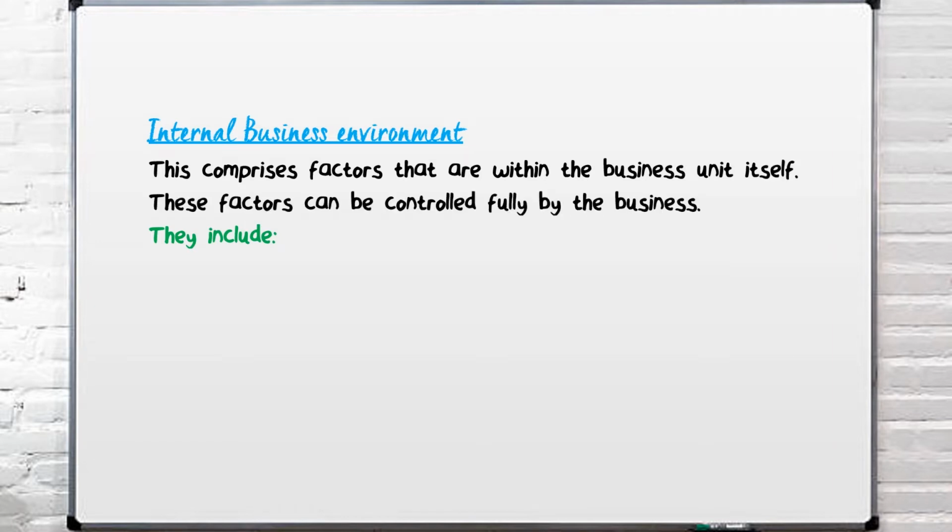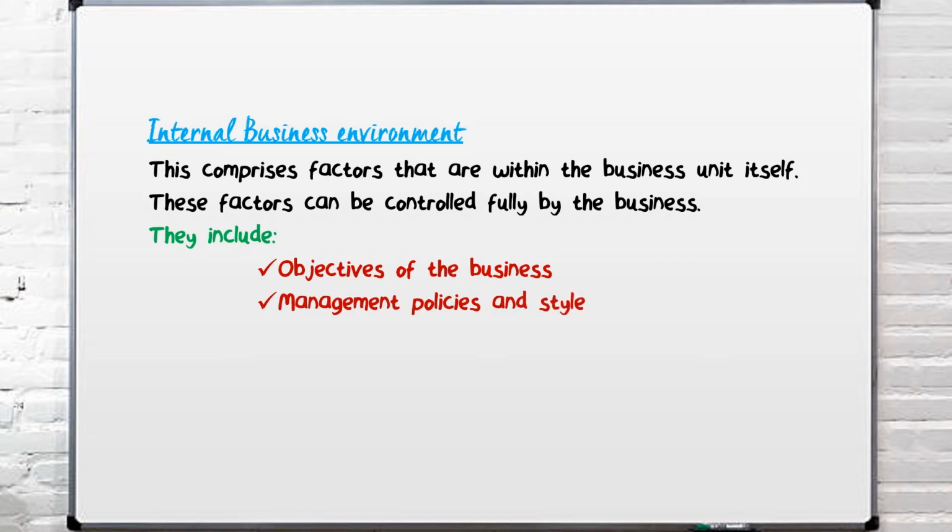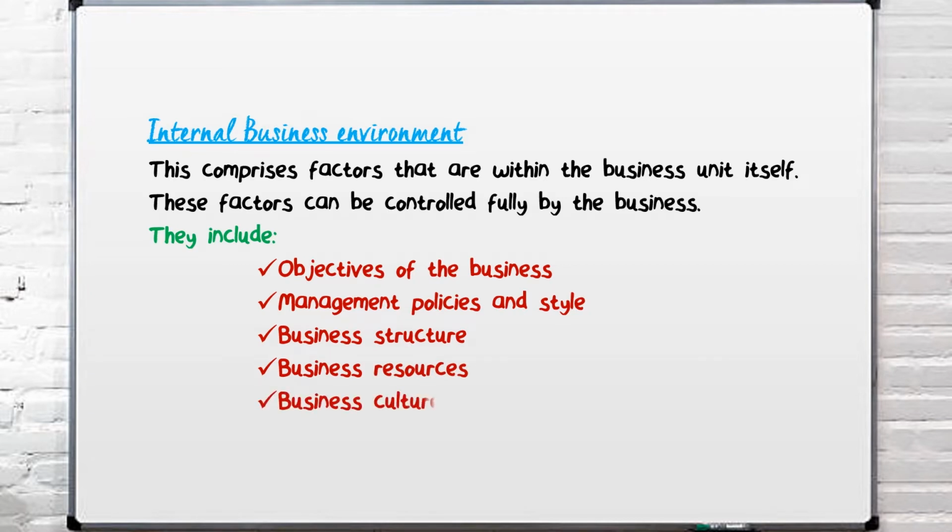Examples of these factors include objectives of the business, management policies and style, business structure, business resources, business culture, as well as owners. In today's lesson, we are going to look at four of these. That is objectives of the business, management policies and style, business structure, and business resources. The rest of the two we're going to look at in our subsequent lesson.